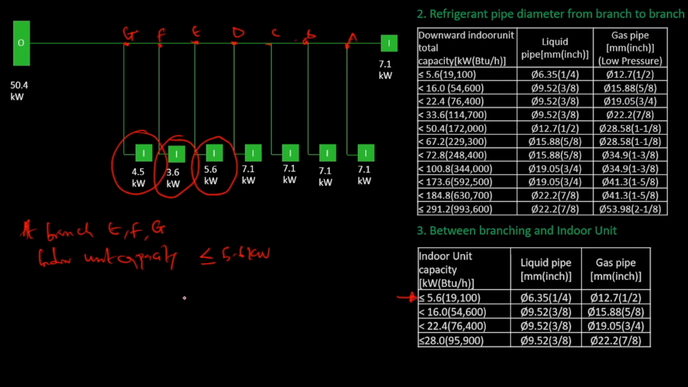row. So how do we express this now? We have written that already. You say indoor unit capacity is less than or equal to 5.6 kilowatts. Therefore, the liquid pipe to use is 6.35 millimeters, and the right gas pipe to use is 12.7 millimeters. So we're done with all of them.